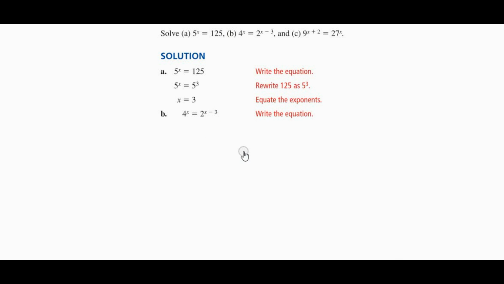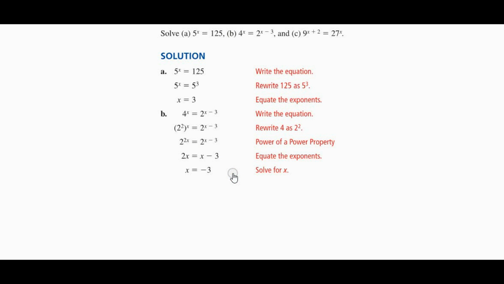And the answer is yes, because 4 is 2 to the power of 2. So as we rewrite this, that's how we want to think about it. So we have 2 to the power of 2 inside these parentheses. We want to think about what happens when we have a power raised to another power. We're going to multiply those two together. Okay? Our exponent rules tell us that. So we end up with 2 to the 2x equals 2 to the x minus 3. Now we can set 2x equal to x minus 3 and proceed to solve for our x value.